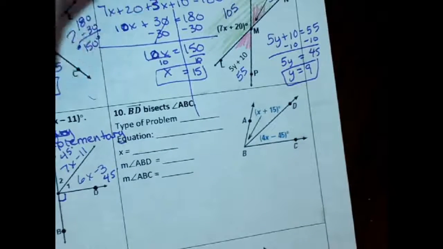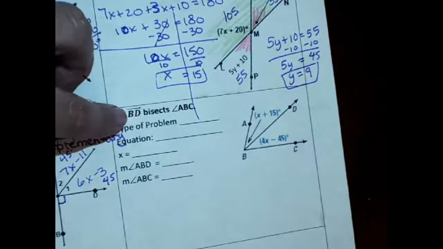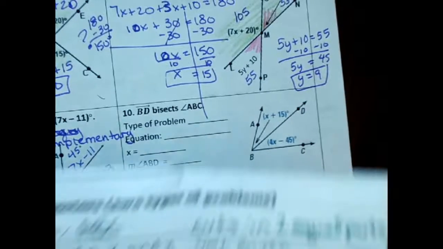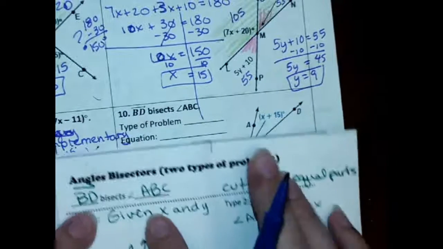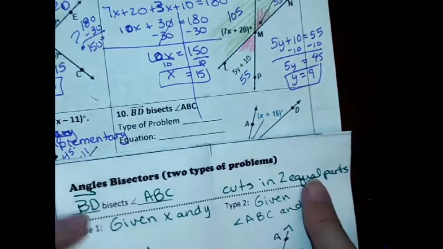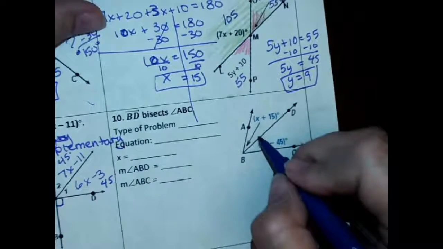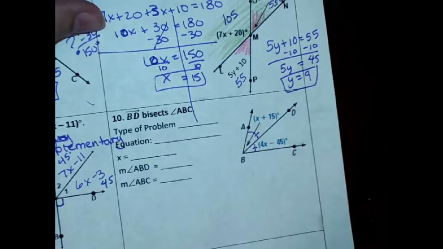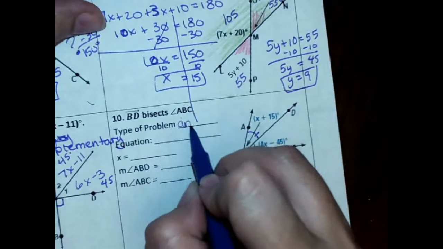Alright, next we have one that's where it bisects. Remember what bisects means? If you forgot, go back to your little book and look up the one that says angle bisector. If it says something like this, that's telling me that it cuts it into 2 equal parts. So that means that this side here and this side here have to be equal. So this is an angle bisector problem.